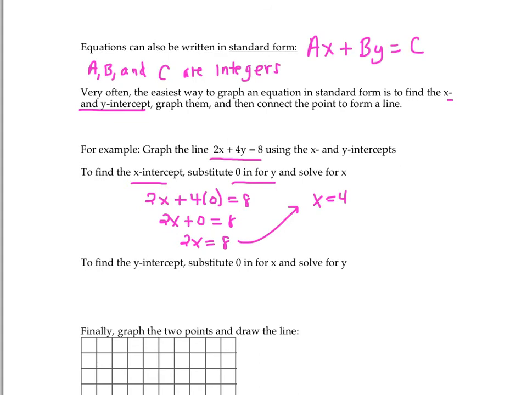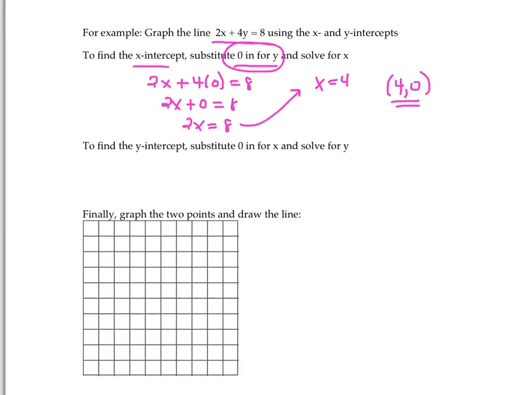So what this means is that our graph would cross the x-axis at (4, 0). See how that's a point? The x value is 4, but the y value is 0 because it's on the x-axis. Okay, let's move this up a little bit.